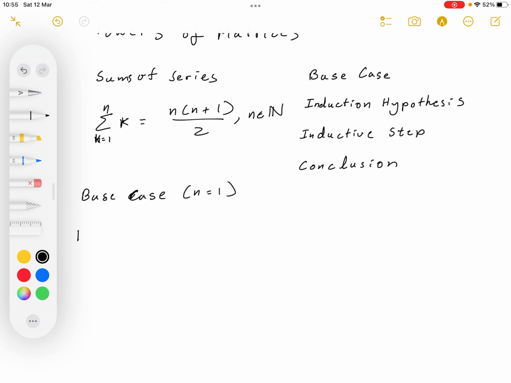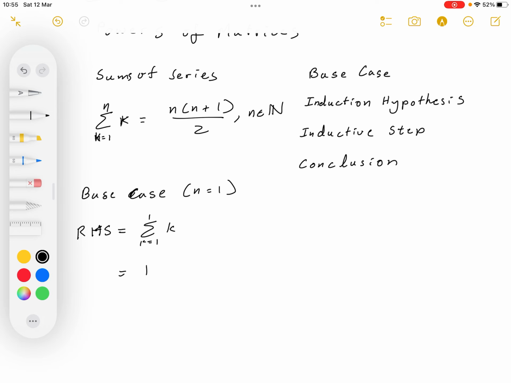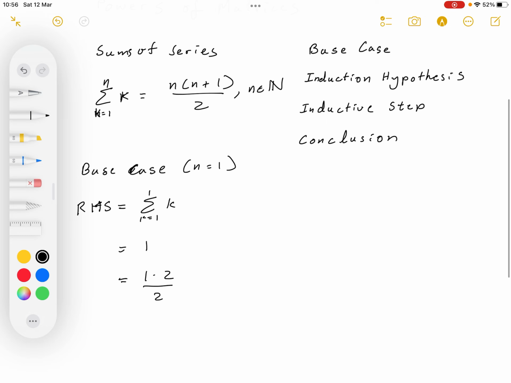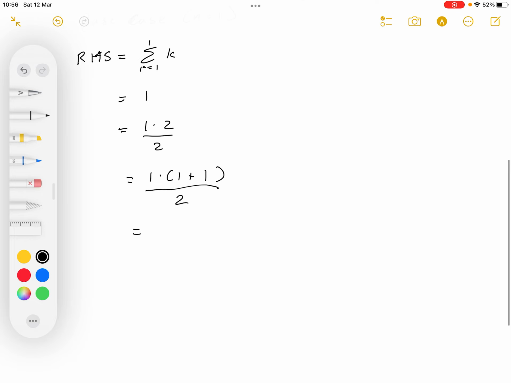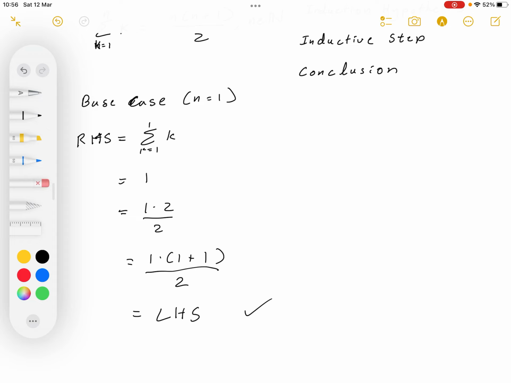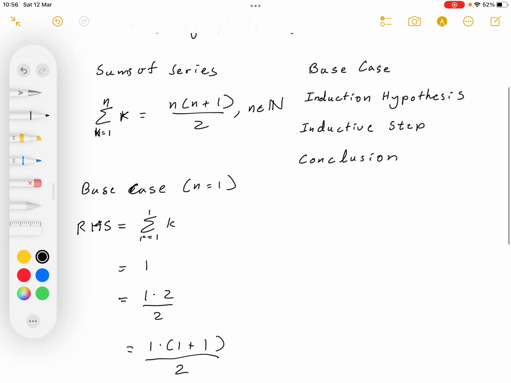For n equals 1, the left hand side will be equal to the sum k equals 1 to 1 of k. This would be equal to 1. Now 1 is equal to 1 times 2 divided by 2, and this is equal to 1 times (1 plus 1) divided by 2. And this is clearly the right-hand side. And so you can give that tick. In fact, the little box means end of proof, so I shouldn't write that down. But you just give it a little tick to show that n equals 1 is true.